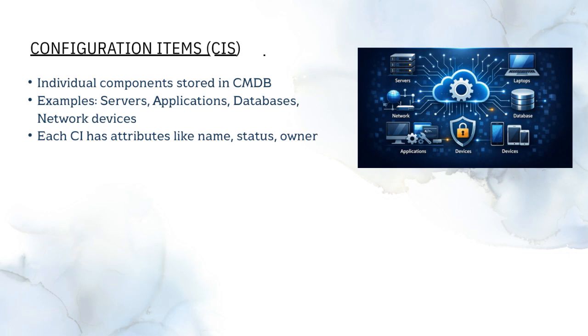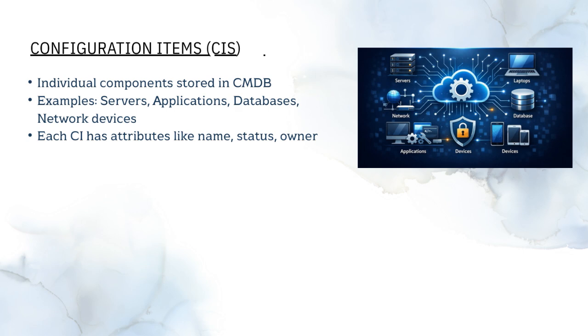Let's take a look at the individual components stored in the CMDB. These are known as configuration items, or CIs. Examples include servers, applications, databases, and network devices. Each of these CIs represents a specific part of our IT environment that we want to keep track of. Now, for each CI, there are attributes. Think of these as details or characteristics that help us understand and manage them better. Common attributes include the name of the item, its current status, and who owns or is responsible for it.